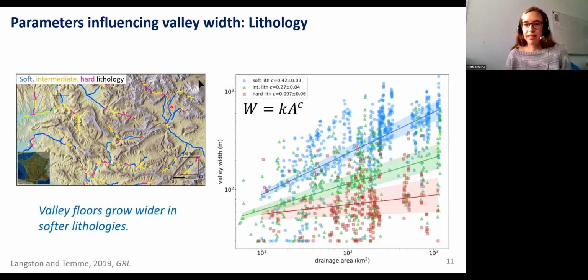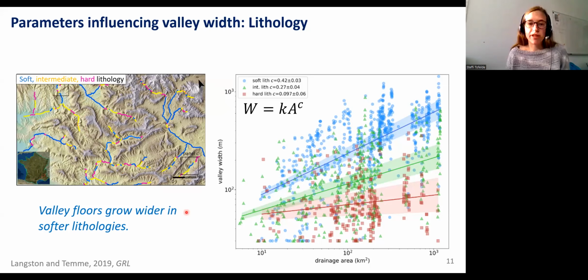A second parameter that probably plays a big role is lithology or material properties, rock strength or erodibility. So this is a study by Langston and Temmer from the French Alps. What they have done is they measured valley width in 5 different bedrock valleys. But in addition to measuring the width, they have also identified the different bedrock lithologies. And they have grouped them in soft, intermediate, and hard lithologies, which are indicated here by the different colors.